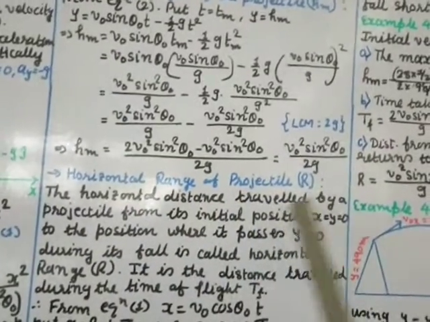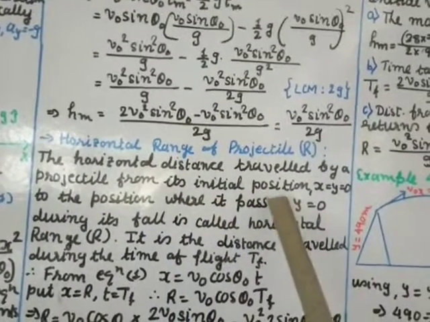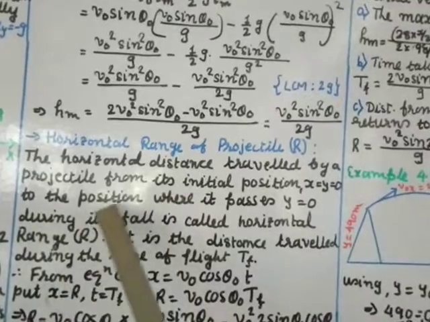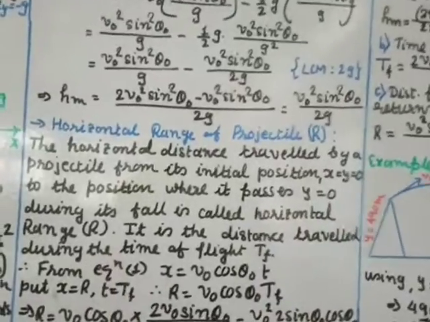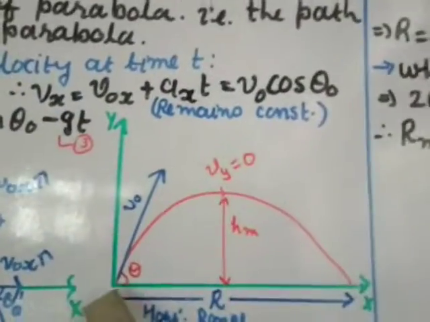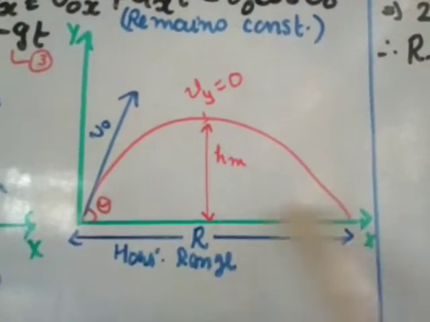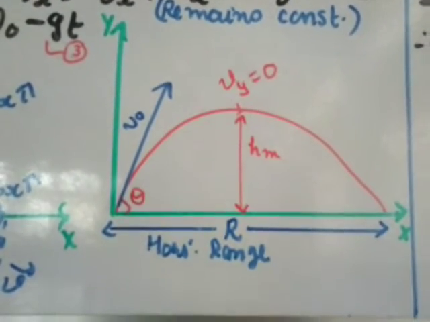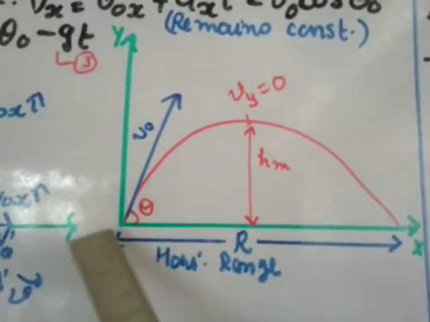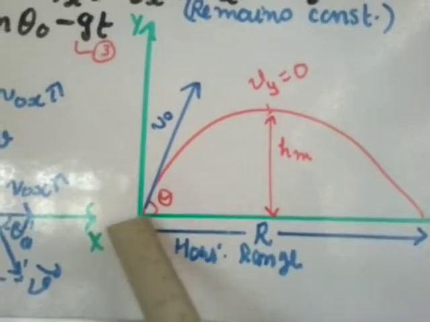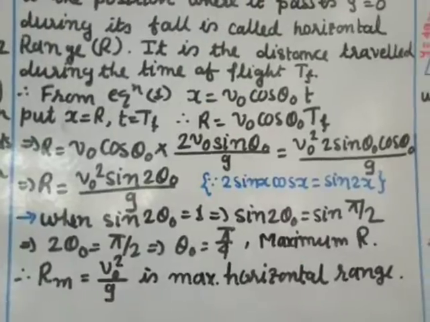Horizontal range of a projectile, R. The horizontal distance traveled by a projectile from its initial position, y equal to 0, to the position where it passes y equal to 0 during its fall is called the horizontal range R. When you project an object, it goes into flight and comes back to the earth, and the distance traveled from here to here is called the horizontal range. Here the y coordinate is 0, here also y coordinate is 0, here the x coordinate is 0, but here the x coordinate will be this much, from here to here, which we take as capital R. That will be the horizontal range, from equation 1.